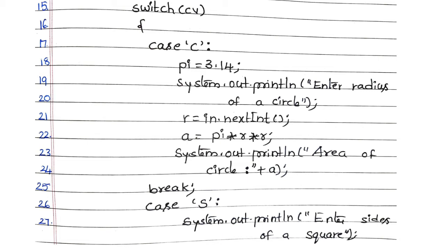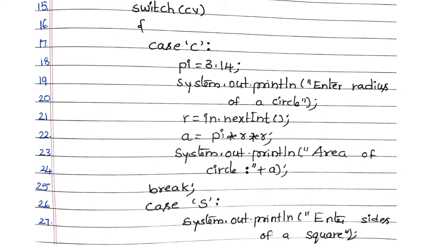That is, System.out.println area of circle is A, because I have stored this area value in the variable A. That's why I have displayed this here. The next statement is break. The compiler treats this break as the closing bracket for the case C. And the next case is S.